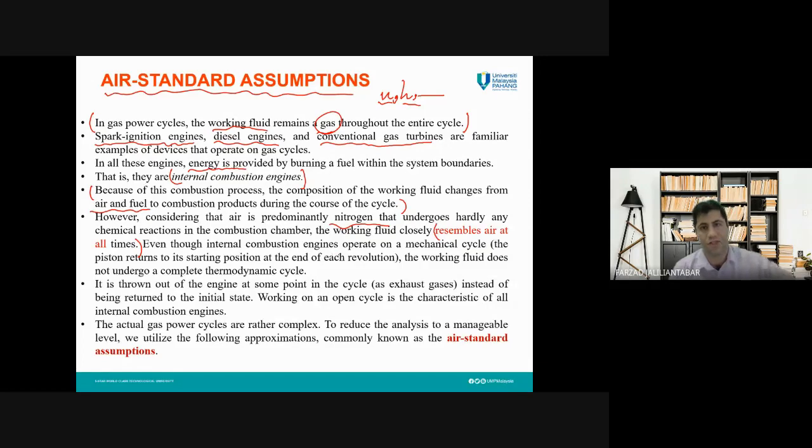How much energy comes to the system, to the cycle, Q in, how much energy goes out, Q out. So this is the first thing which may help us.